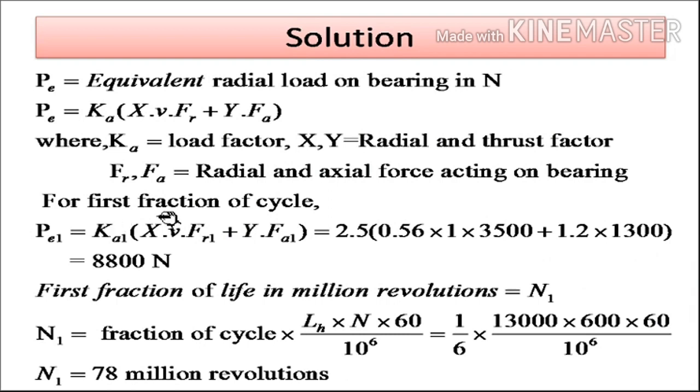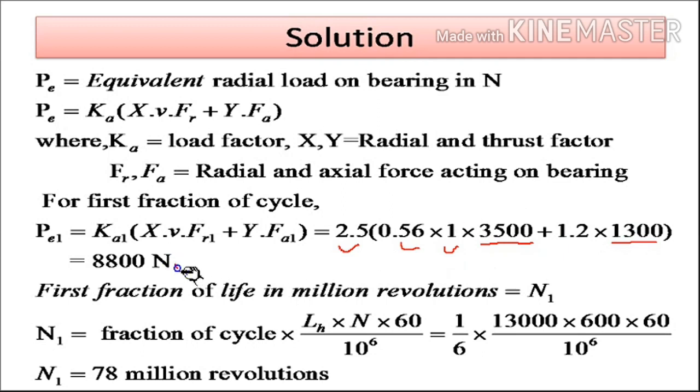So we will write it as P1, as the first fraction of cycle is there. Your equation becomes K1 into X into V plus FR1 plus Y into FA1. Here I will put the value of K1 as 2.5, X factor is 0.56, rotation factor V is equal to 1 when the inner race rotates. Then this is your radial force acting on the bearing, that is 3500 Newton, and this is your axial force acting on that bearing, that is 1300 Newton. If I make the calculation of this, I will get this force P1 as 8800 Newton.